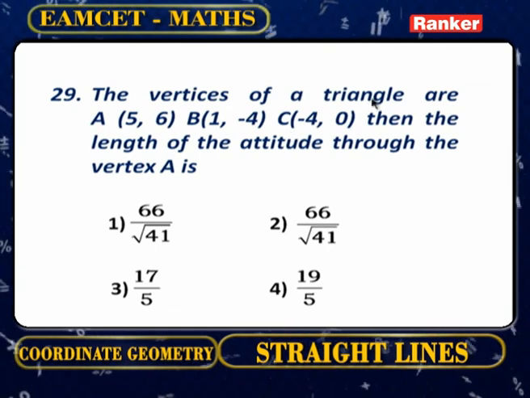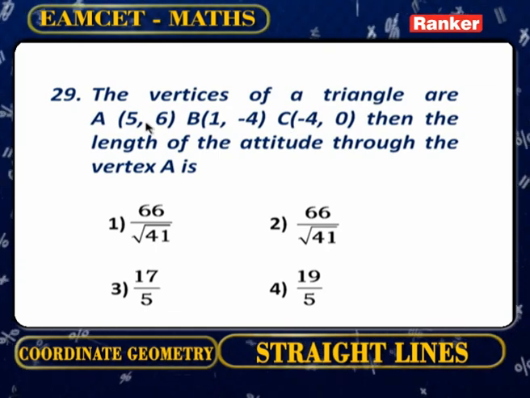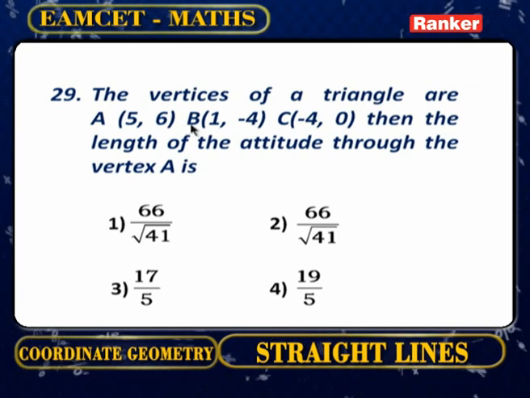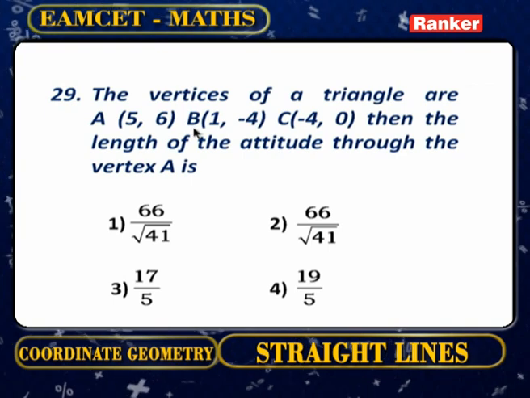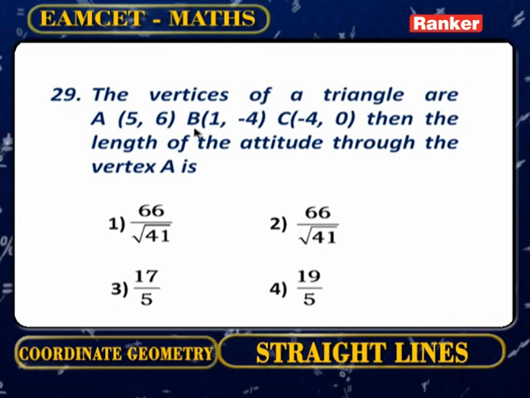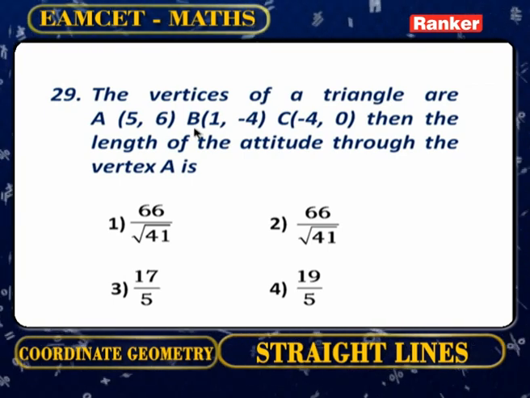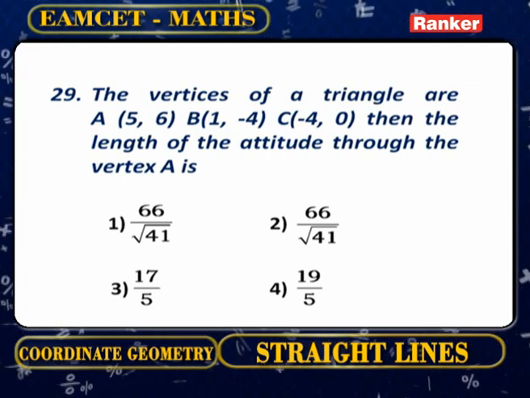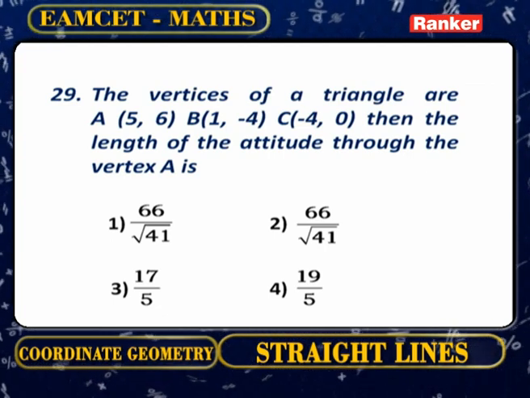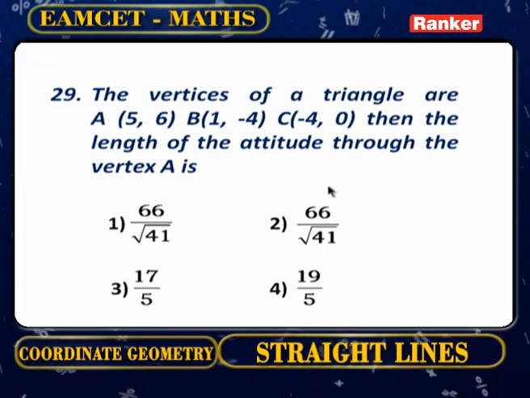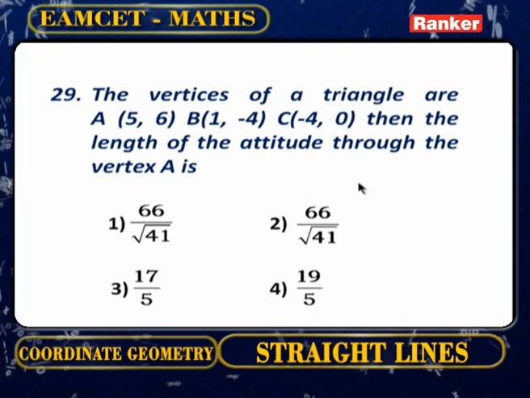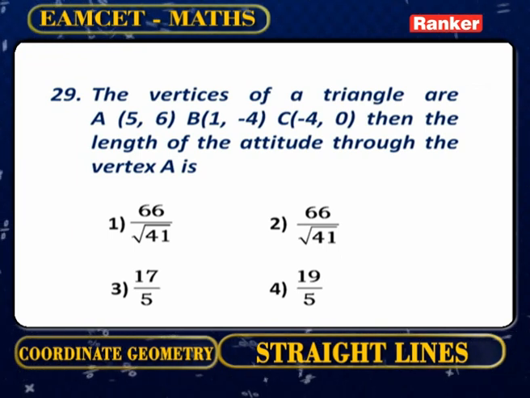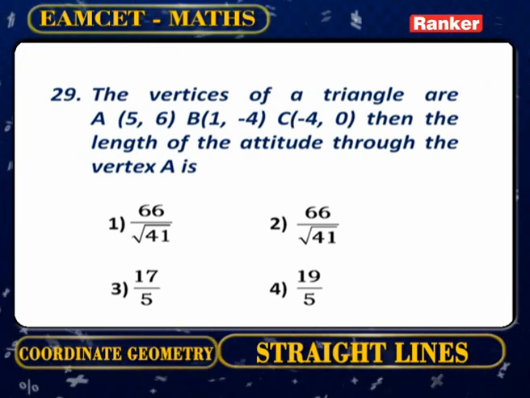The vertices of a triangle are A(5, 6), B(1, -4), C(-4, 0). Then find the length of the altitude through the vertex A.